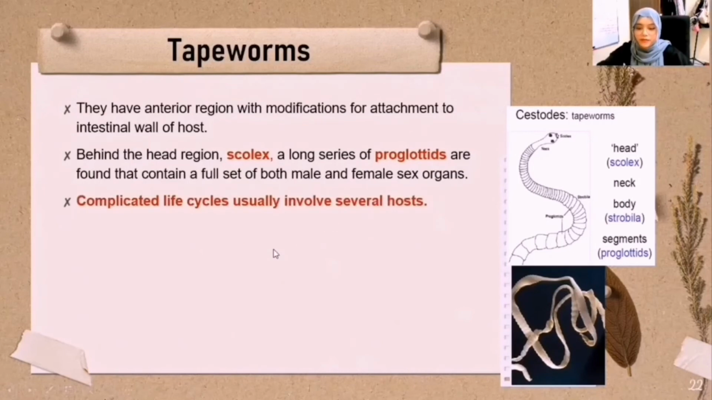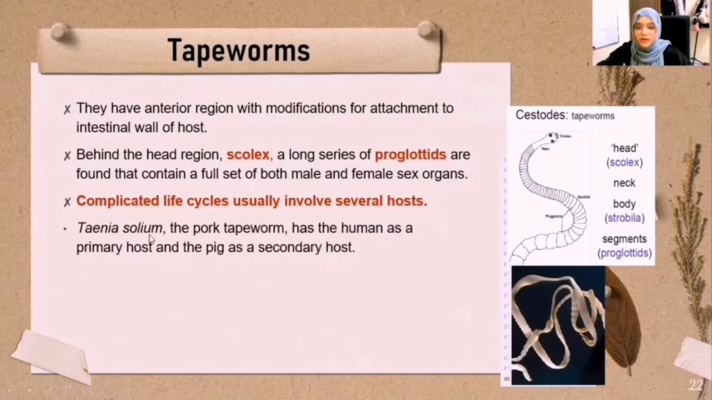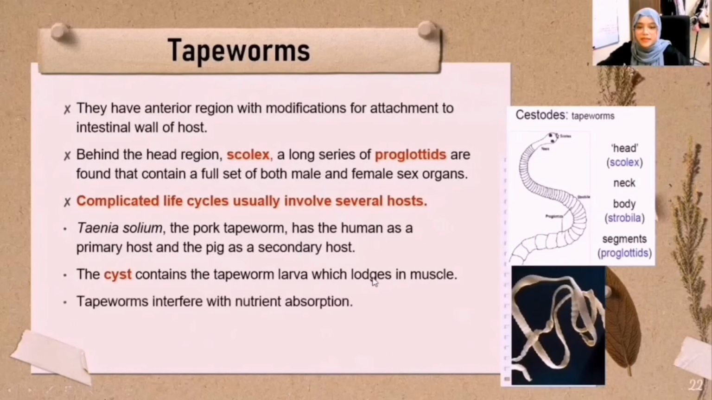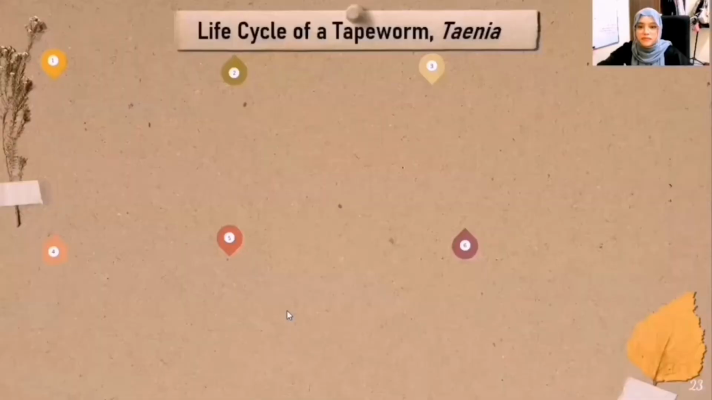Next, most tapeworms have complicated life cycles which usually involve several hosts. For example, Taenia solium, the pork tapeworm, has the human as a primary host and the pig as a secondary host. And then the cyst contains the tapeworm larva which lodges in muscle. And tapeworms will interfere with nutrient absorption.